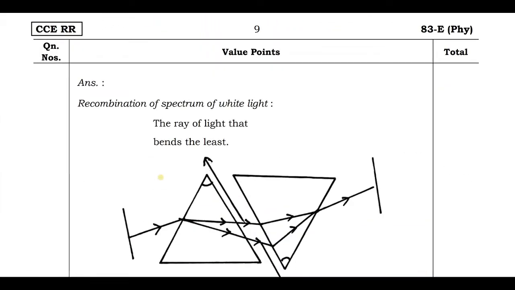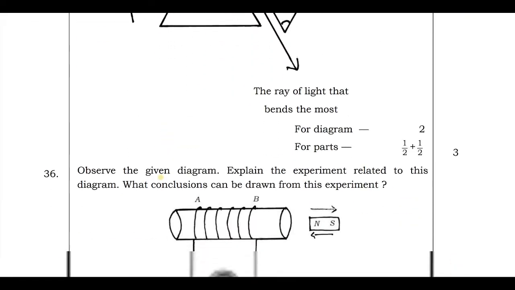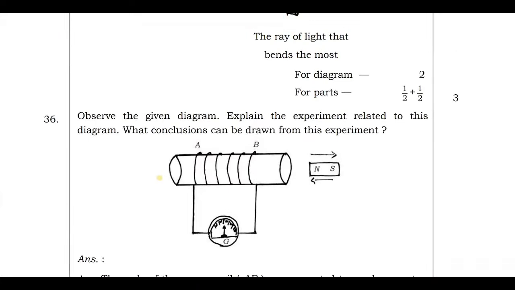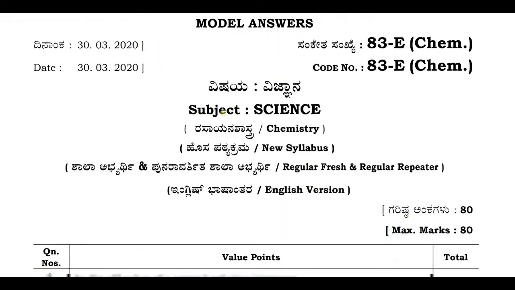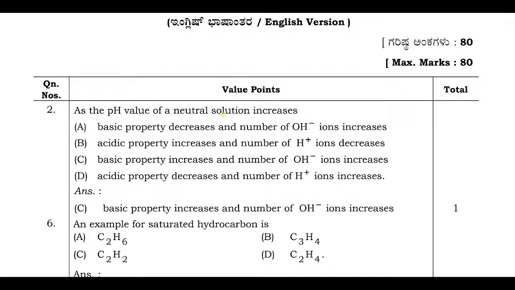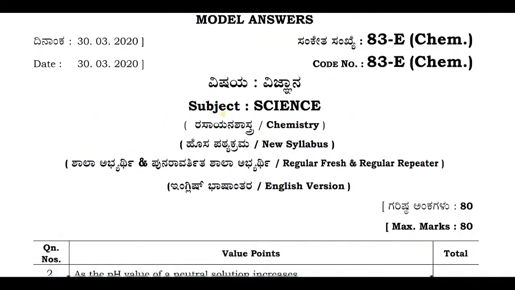Recombination of spectrum of white light, students. Diagram. So we'll revise question number 36 tomorrow from part B. We'll see chemistry MCQs of the same paper.